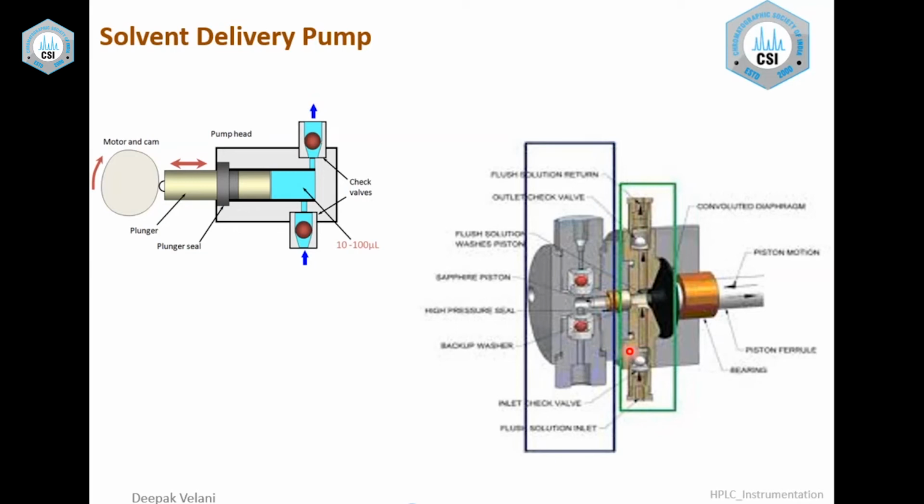This is basically a cross section of a pump, just for your understanding. Liquid is pushed in from here, goes into the pump head, and then moves out to the system. And this is the cam, which is uneven, so it can pull and push the piston.